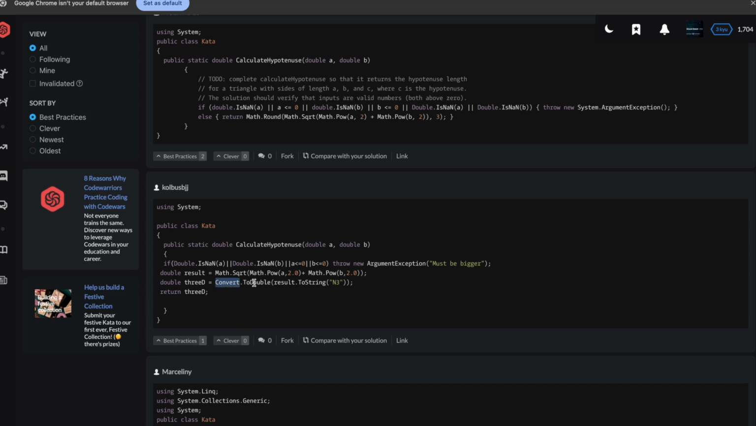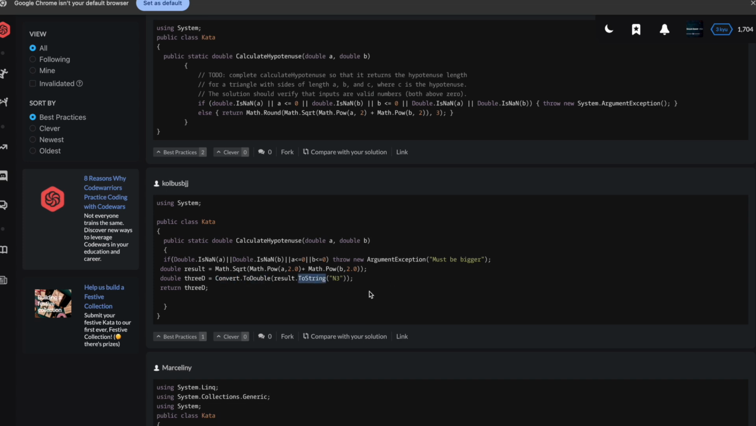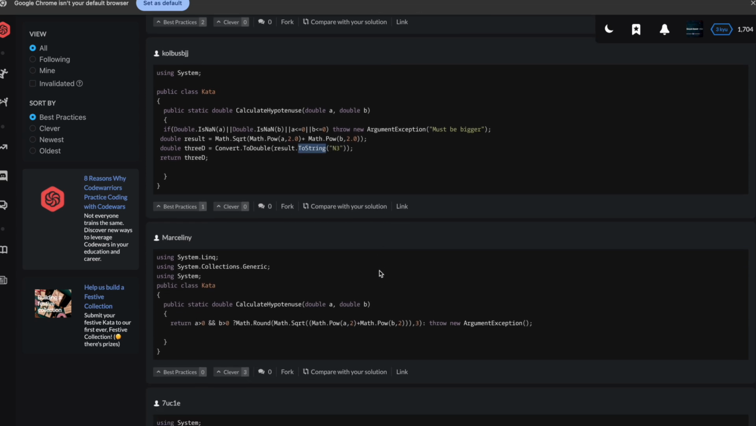This was a different way of rounding that we didn't use. They used this Convert.ToDouble. So if you're not familiar with that, it could be something to look at.